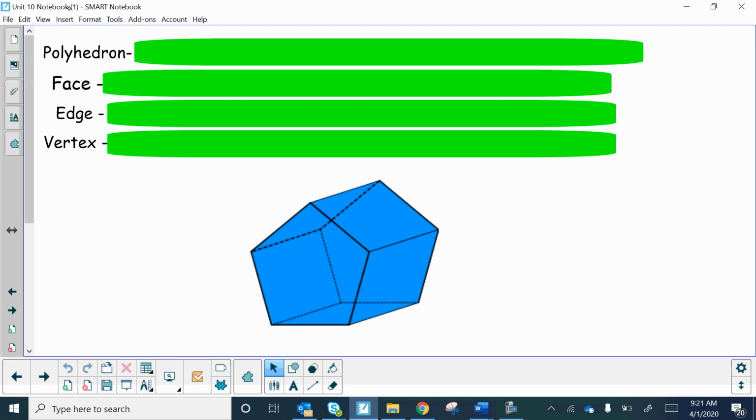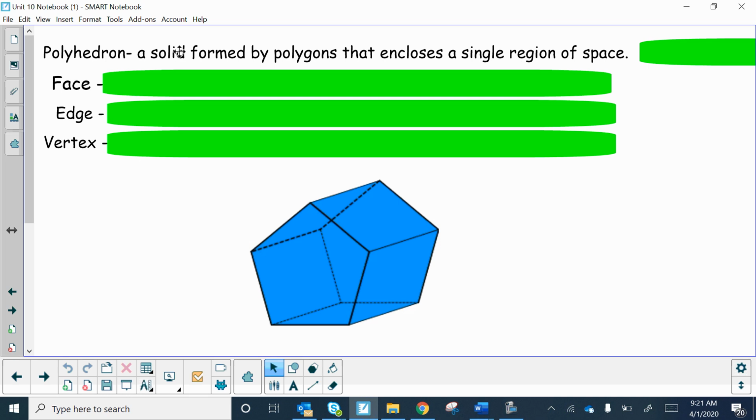Okay, so a polyhedron is a solid formed by polygons, and it's going to enclose a single region of space. So a polyhedron is different from some other 3D figures. I'll tell you what does not represent a polyhedron in a second. But I want to highlight the word polygons because it has to be made up of polygons in order for it to be a polyhedron.